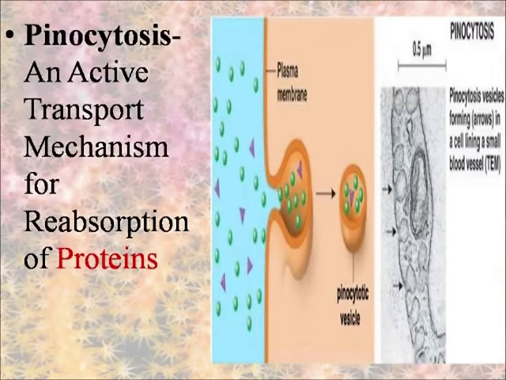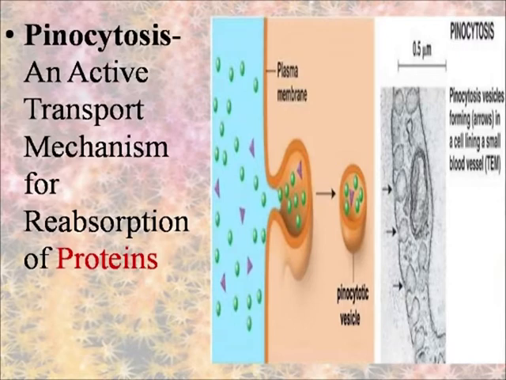Pinocytosis. Pinocytosis is an active transport mechanism for reabsorption of proteins. In some parts of the tubule, especially the proximal tubule, large molecules such as proteins are reabsorbed by pinocytosis. In this process, the protein attaches to the brush border of the luminal membrane, and this portion of the membrane then invaginates to the interior of the cell until it is completely pinched off and a vesicle is formed containing the protein.